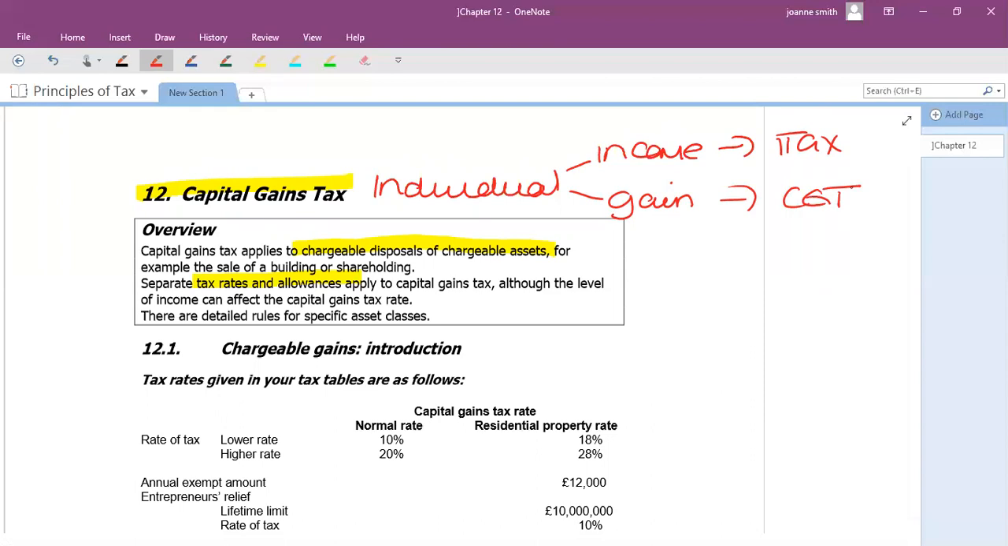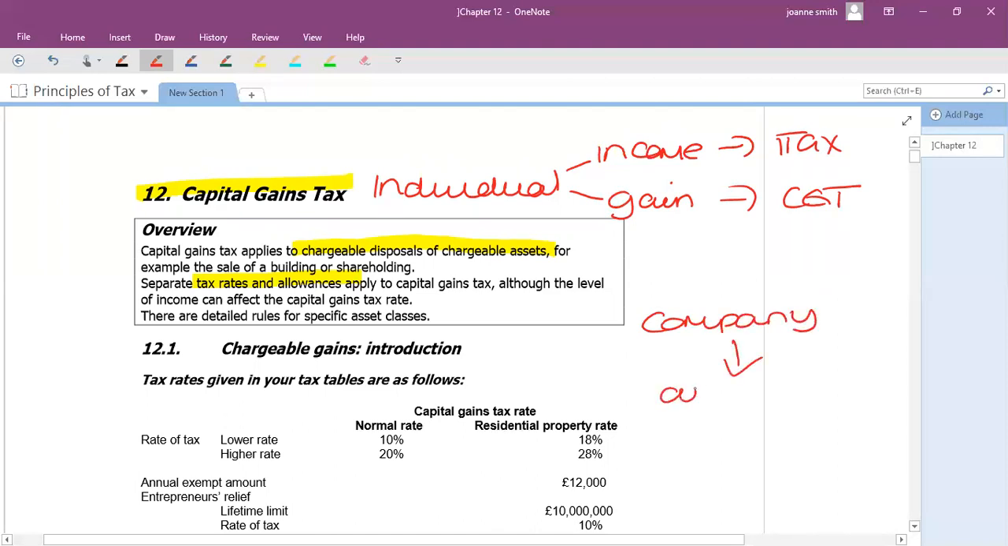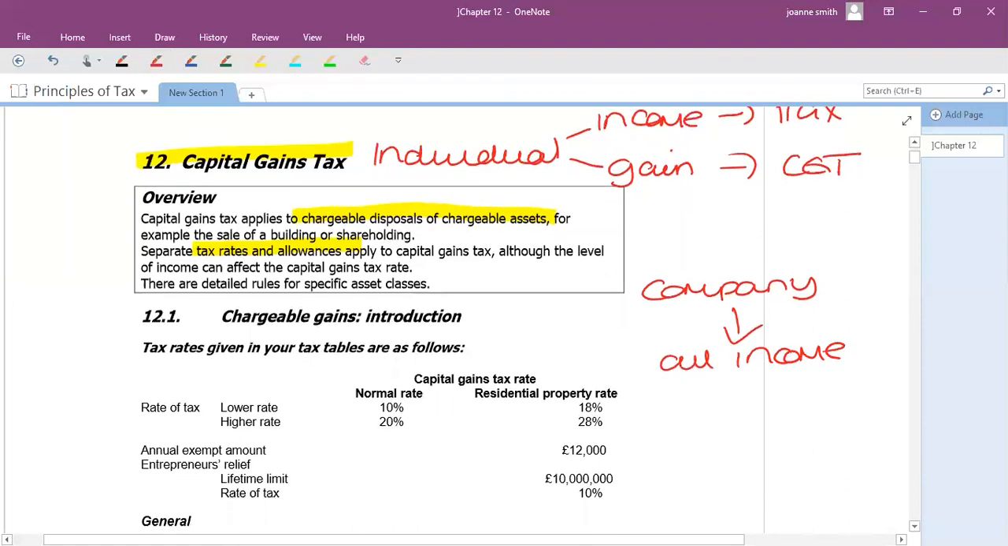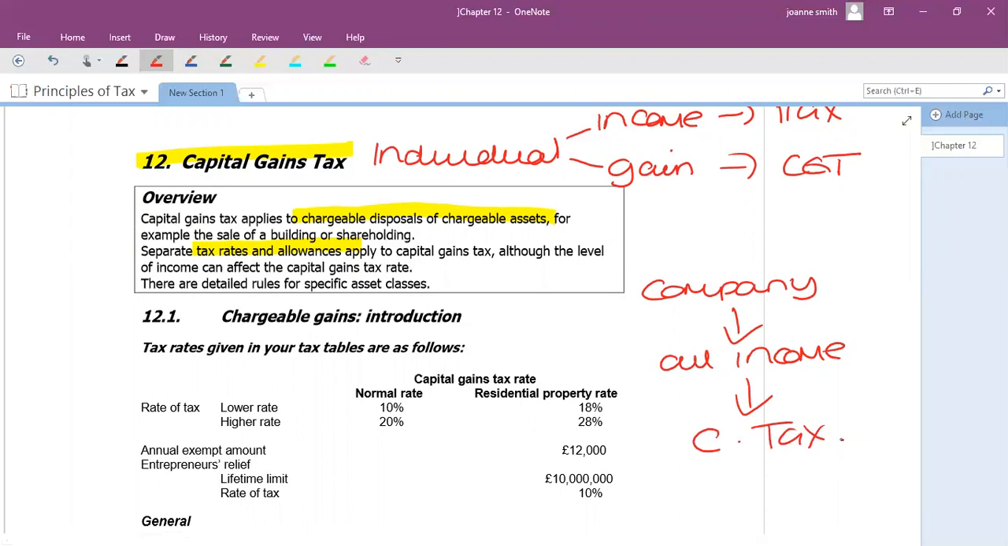Now, what I want you to remember is that a company can also make a capital gain. So a company could sell an asset and they could make a profit, but with a company, all income, so no matter whether it's just a profit or some interest or whether it's a gain, all income is subject to corporation tax. And that's something we'll look at in later chapters. So a lot of what we're doing in Chapter 12 will equally apply to a company in terms of how the gain is worked out, but it is subject to a different type of tax. So this is all focusing on an individual.